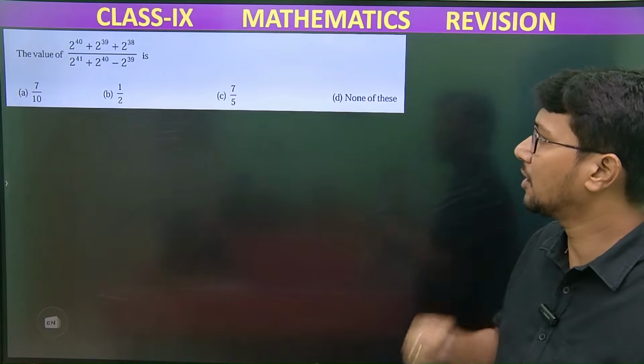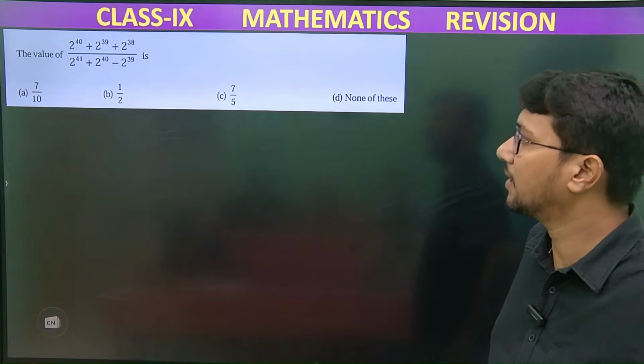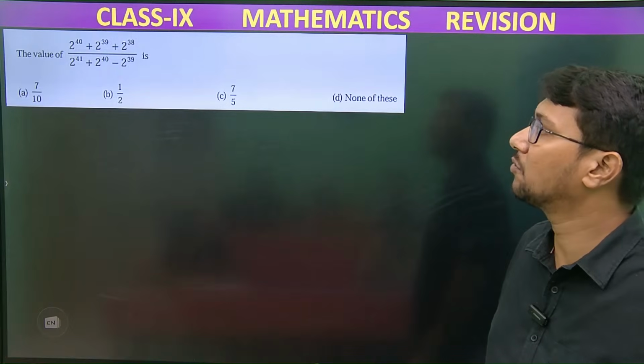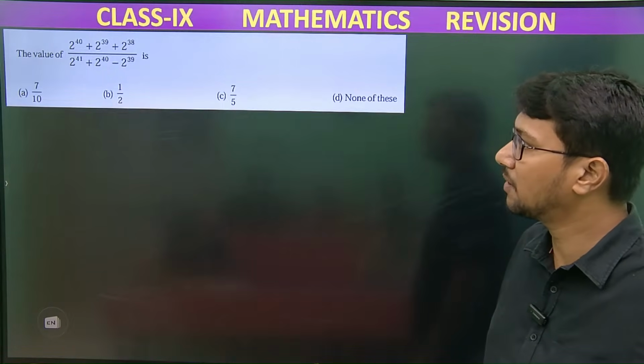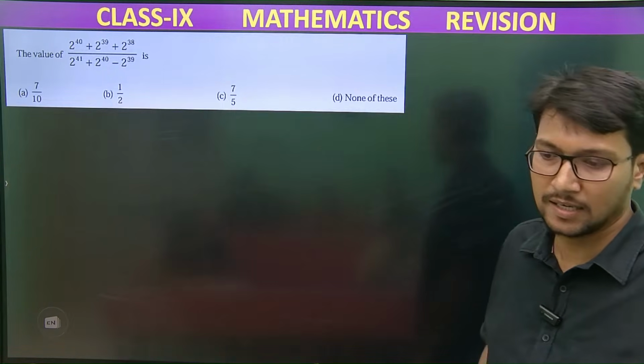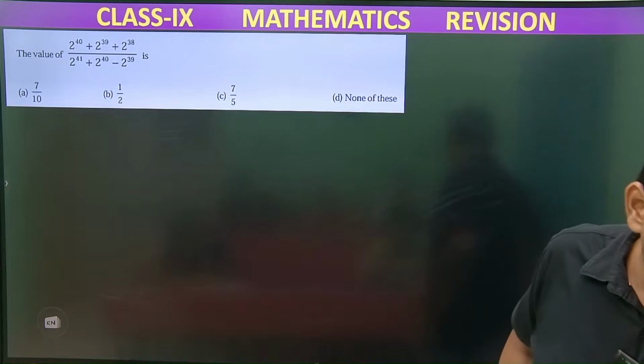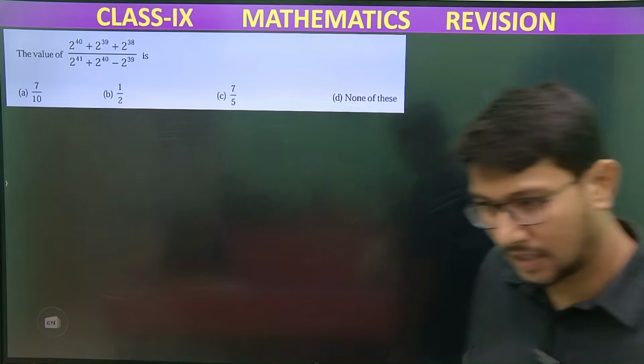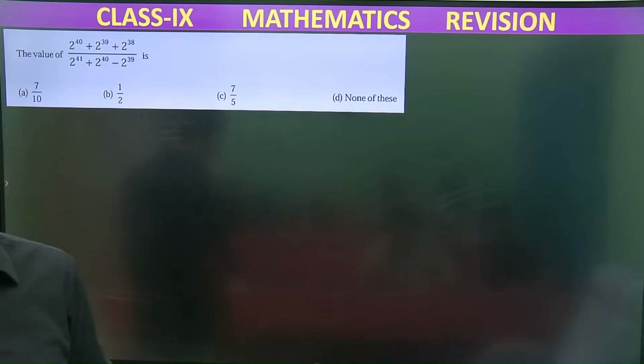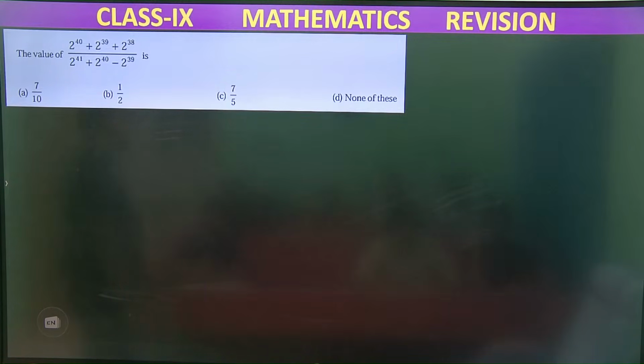2 to the power 40 plus 2 to the power 39 plus 2 to the power 38, whole divided by 2 to the power 41 plus 2 to the power 40 minus 2 to the power 39, is how much? Tell me. How can you solve?